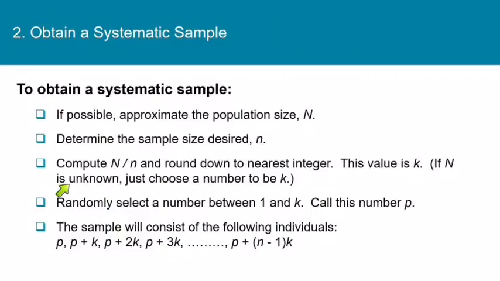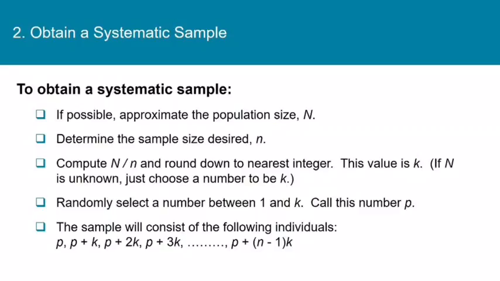Now if you don't know a number for capital N, then you'll just have to choose a number for K like we did before. Alright, after you have K, then you want to randomly choose a number between 1 and K. You could do that with a random number table, or by drawing a number out of a hat, or you could use the calculator, but you need to randomly select it, and whatever that is, we'll call that number P. Okay, now that we have P and K, this is how we get the sample. The first subject is number P, the second subject is P plus K, the third subject is P plus 2K.